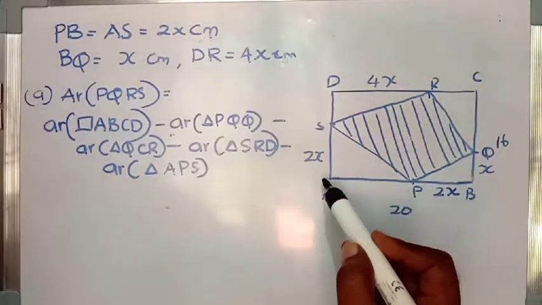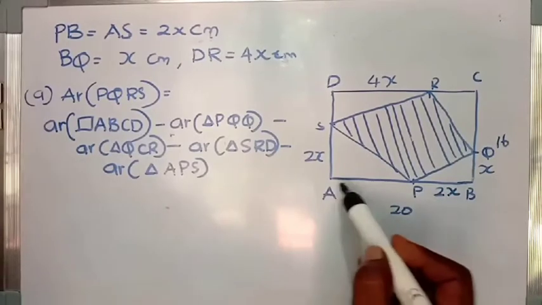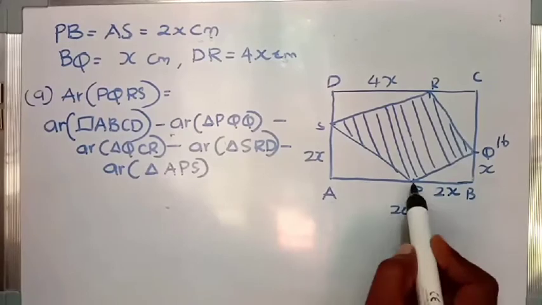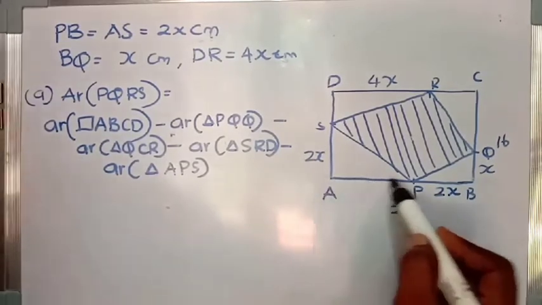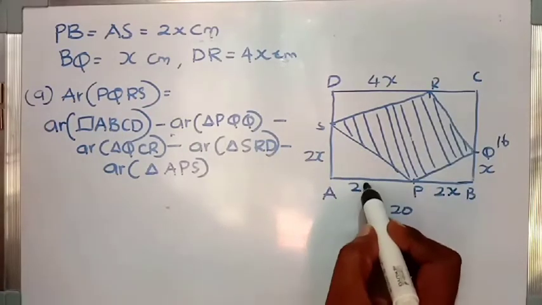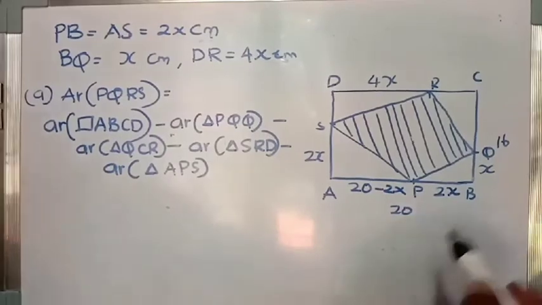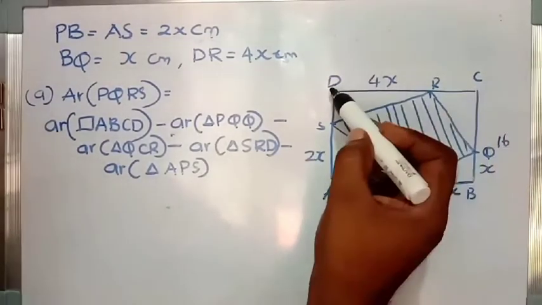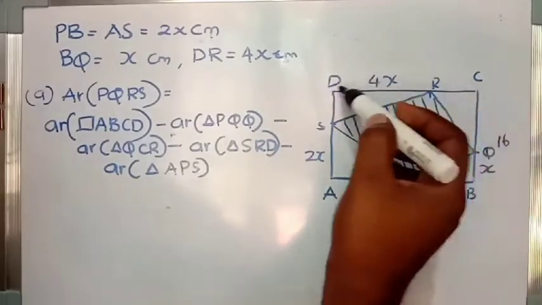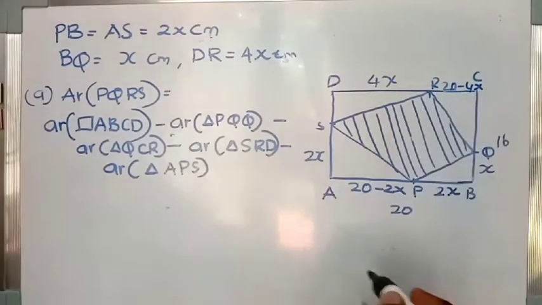You see here, AB is 20 and PB is 2x. Total AB is 20 and PB is 2x. So what will be AP? Total is 20 and this is 2x, so this will be 20 minus 2x. Similarly here, DC is 20 because AB is equal to DC. DC is 20 and this is 4x, so this will be 20 minus 4x.